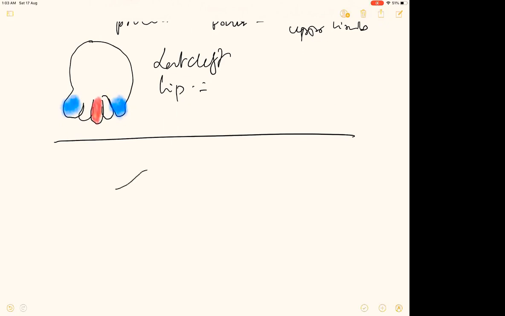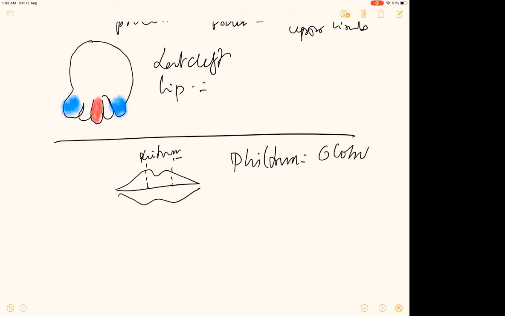The third one is that the part of the lip that you see is called the philtrum. What is important in the philtrum is that it develops from the two globular processes. Please remember, the word philtrum is derived from globular process. So when there is a gap, it will give rise to a central cleft lip.